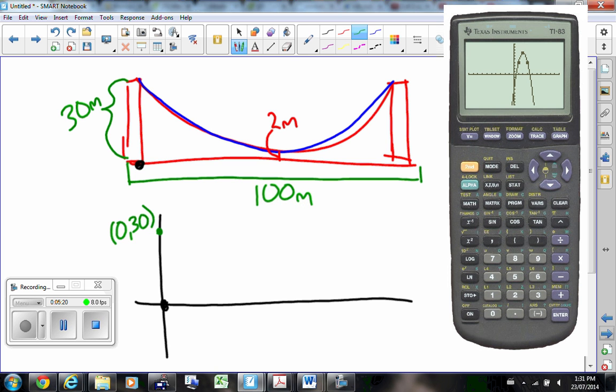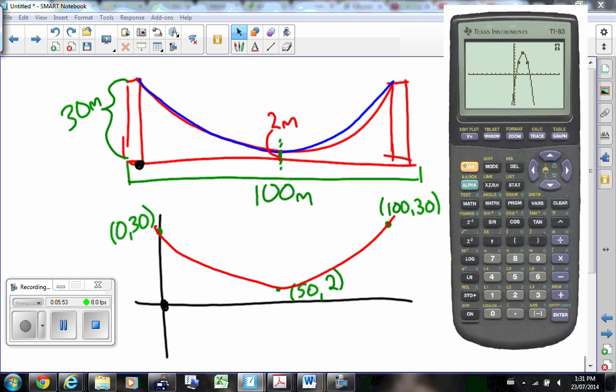And since it's 100 meters across, I'm going to have another point over here, which is going to be (100, 30). And then my last point has to be right smack dab in the middle. So this thing is going to be 50, something. And it's 2 units above the road, so this is going to be just (50, 2). And then my parabola that I need to create is going to go like that, and it wants the equation of that parabola.